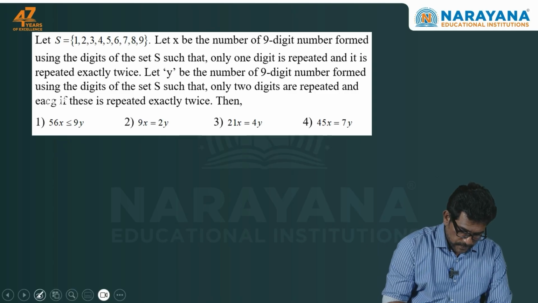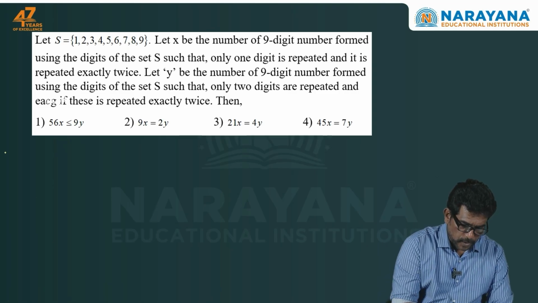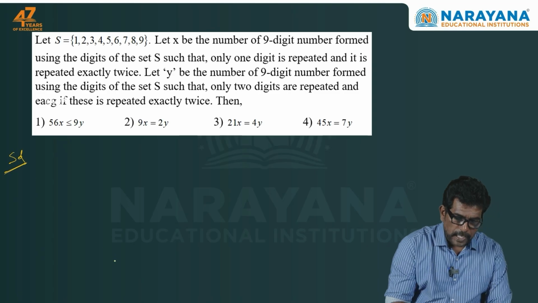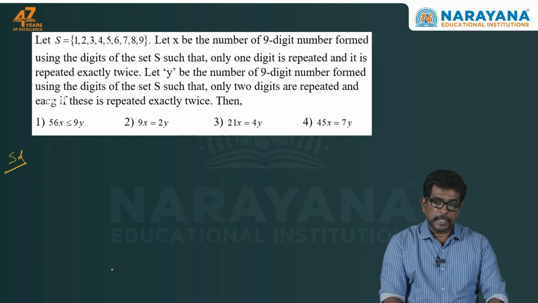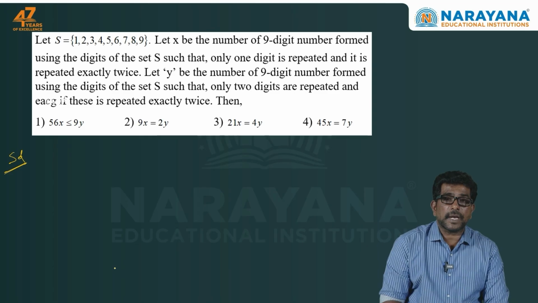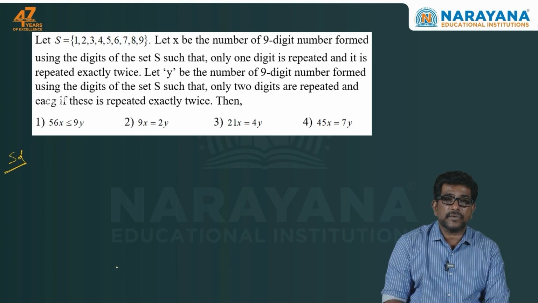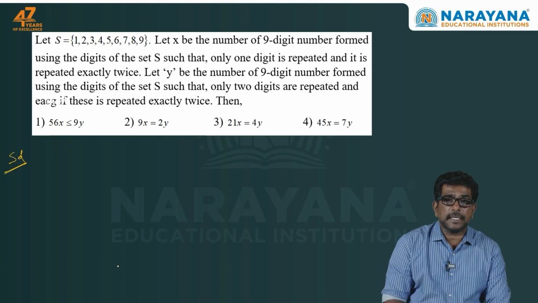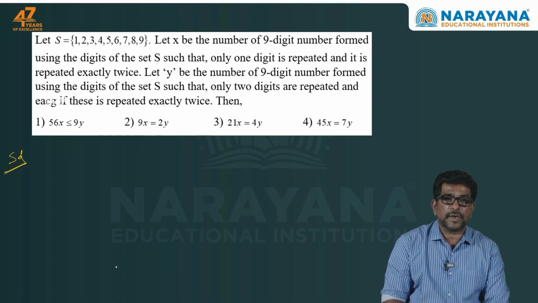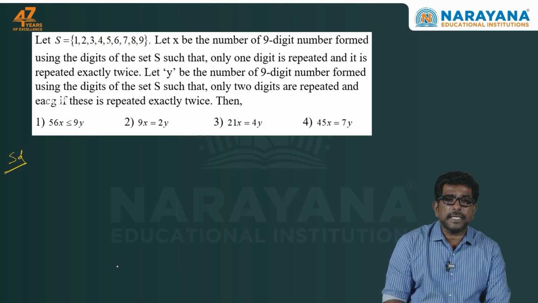Now observe here. Observing the problem, there are two types of arrangements of 9-digit numbers. X represents the number of 9-digit numbers formed by using the digits of the set S such that only one digit is repeated and it is repeated exactly twice. So we want a 9-digit number. It can be formed by using 9 digits 1, 2, 3, 4, 5, 6, 7, 8 and 9. And out of all those, only one digit is repeated exactly 2 times.